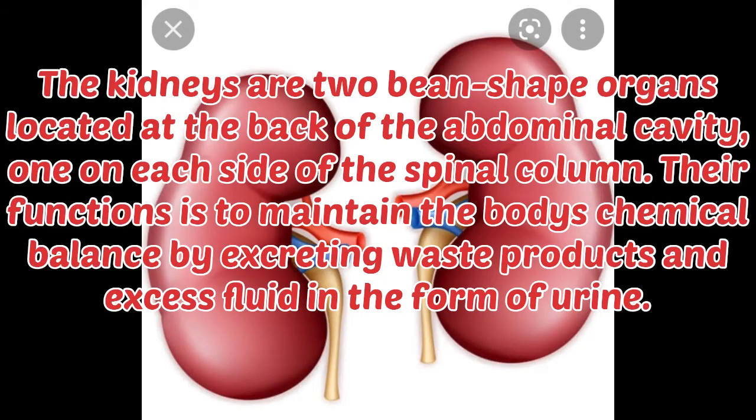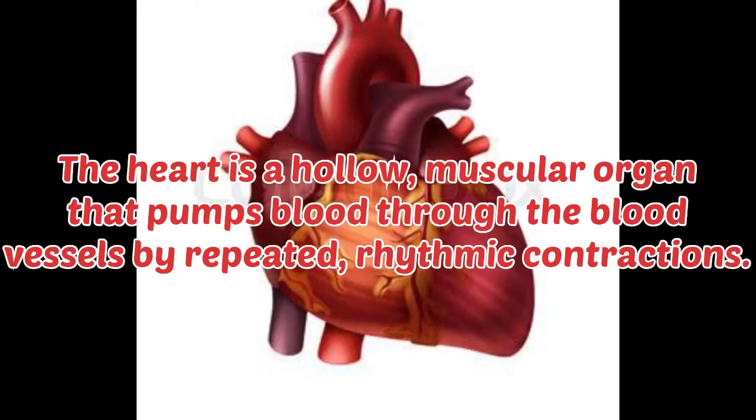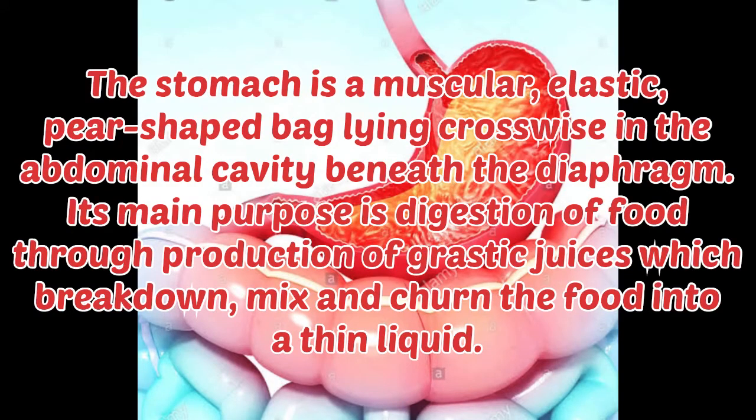The kidneys are two bean-shaped organs located at the back of the abdominal cavity, one on each side of the spinal column. Their function is to maintain the body's chemical balance by excreting waste products and excess fluid in the form of urine. The heart is a hollow muscular organ that pumps blood through the blood vessels by repeated rhythmic contractions. The stomach is a muscular elastic pear-shaped bag lying crosswise in the abdominal cavity beneath the diaphragm.